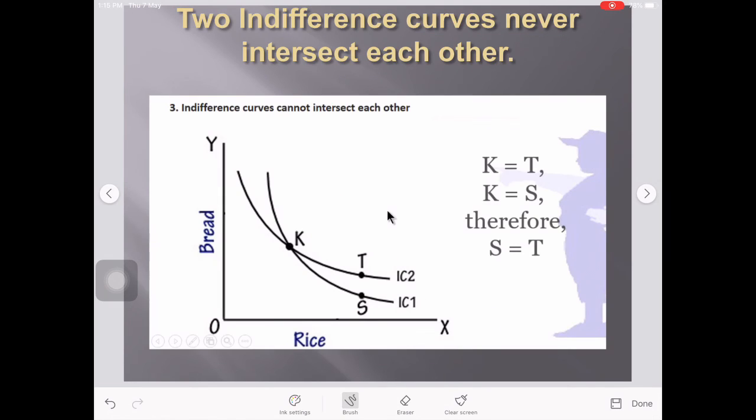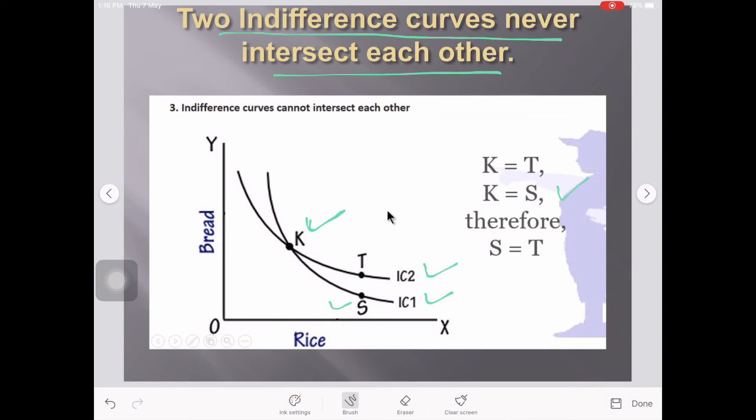The next property is two indifference curves never intersect each other. Let's understand this with the help of this diagram. Here there are two indifference curves, IC1 and IC2. The two indifference curves intersect each other at point K. In indifference curve 1, there are 2 points, point K and point S. As these 2 points are on the same indifference curve, they represent same level of satisfaction. So K is equal to S.